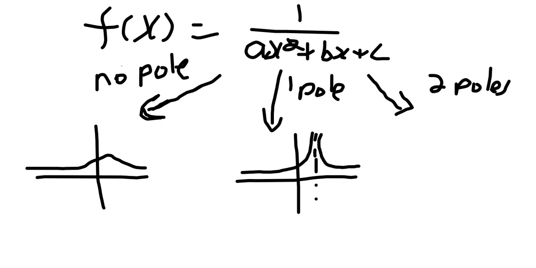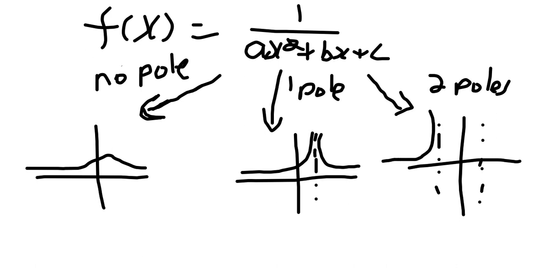And if you have 2 poles, then you're going to have 2 asymptotes, and your function is going to look like this outside of the asymptotes, and it's going to look like this inside of them. So whenever we have the reciprocal of a quadratic, if we have no poles, that is no zeros to that quadratic, meaning there's no solution to making that quadratic equal to 0, it's going to look like this one here.